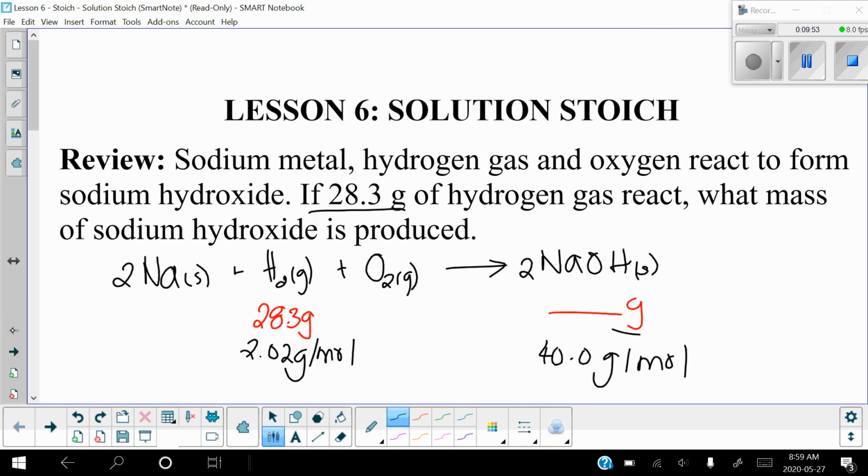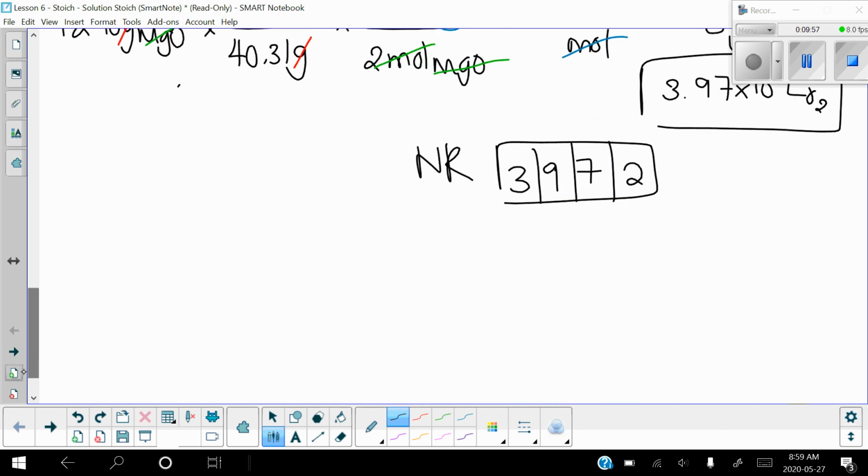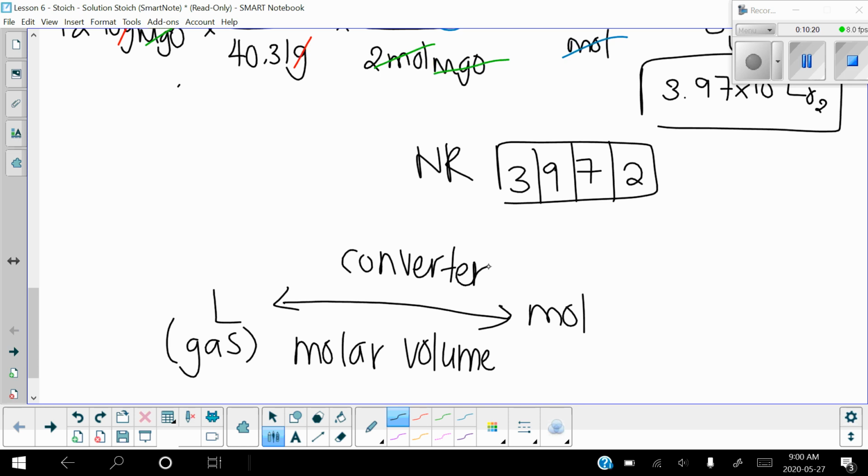Oh, last thing that we want to emphasize here, this example is going over converting from liters to moles, and this is liters of a gas, you will be using molar volume as your converter. Okay, so Stoich, what it's all about is selecting the right unit converter.